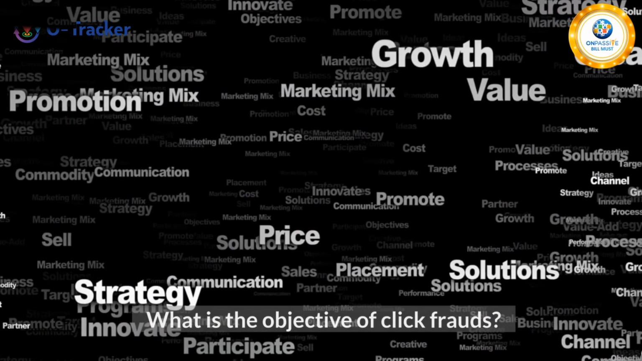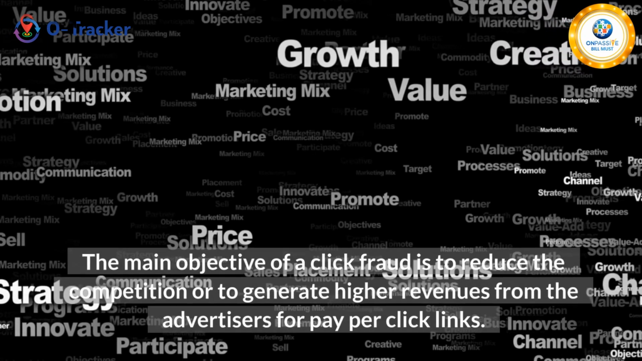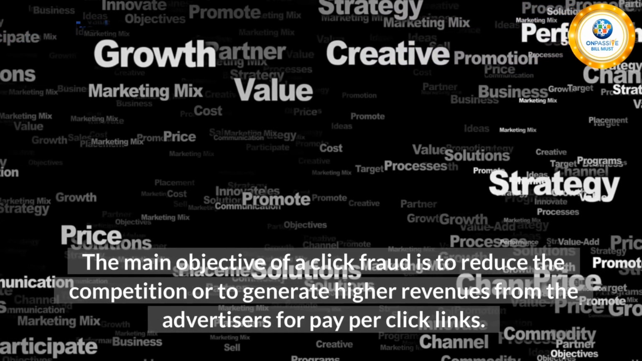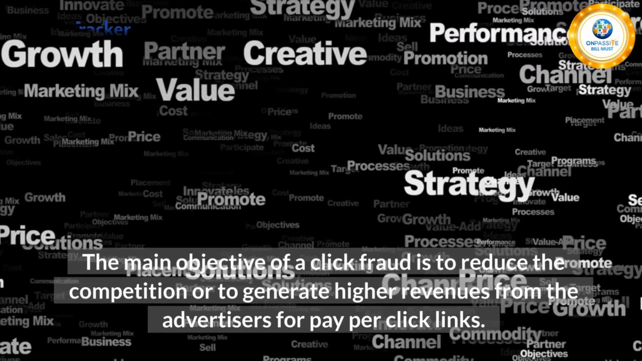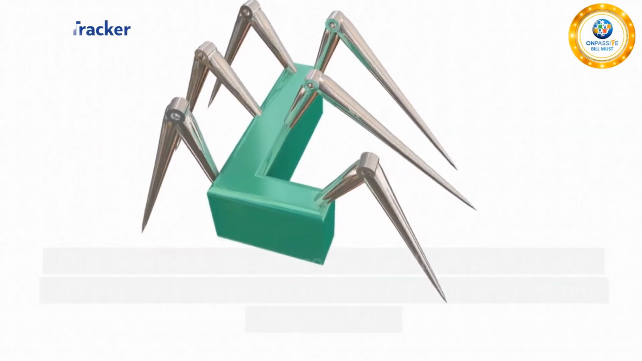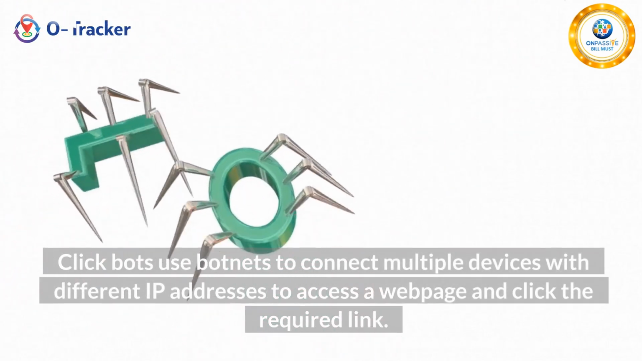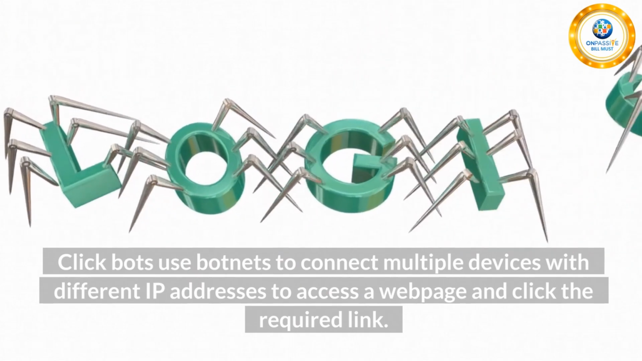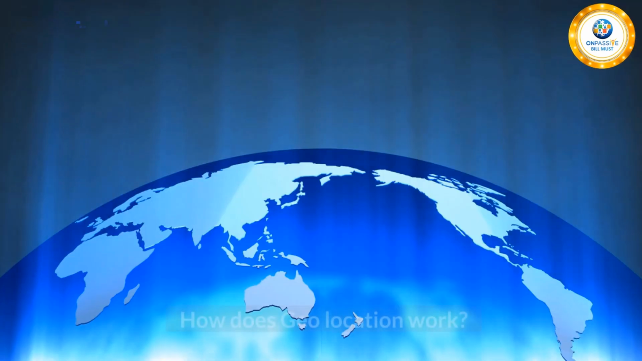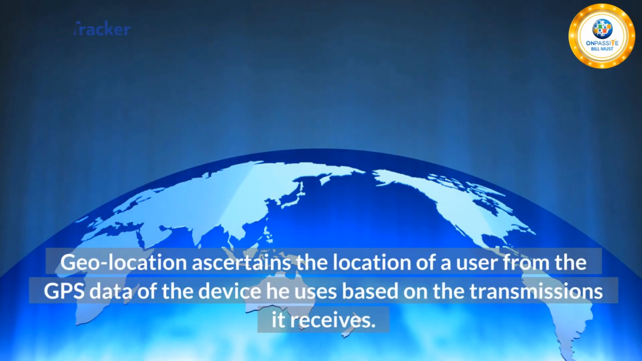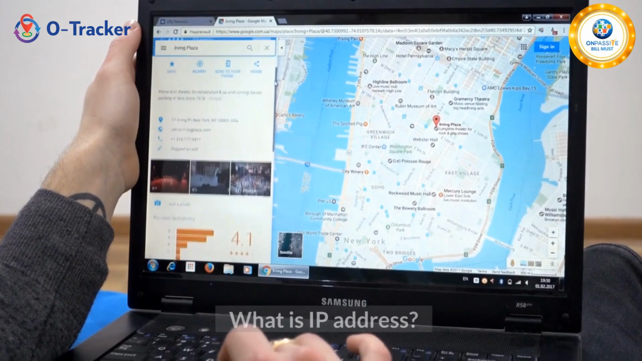What is the objective of click fraud? The main objective of a click fraud is to reduce the competition or to generate higher revenues from the advertisers for pay-per-click links. How do clickbots work? Clickbots use botnets to connect multiple devices with different IP addresses to access a web page and click the required link. How does geolocation work? Geolocation ascertains the location of a user from the GPS data of the device he uses based on the transmissions it receives.